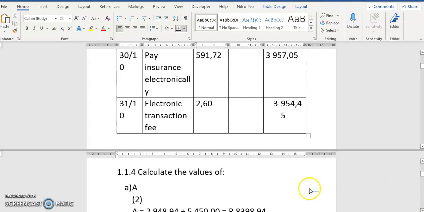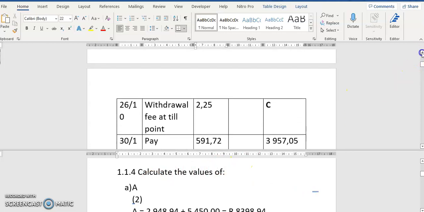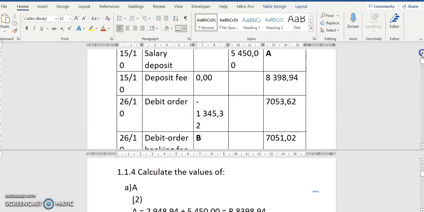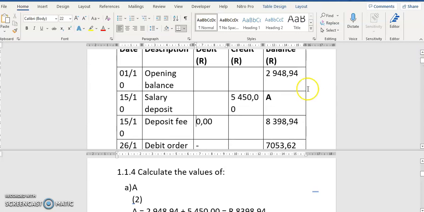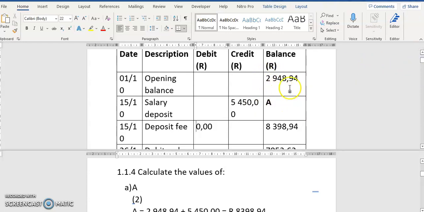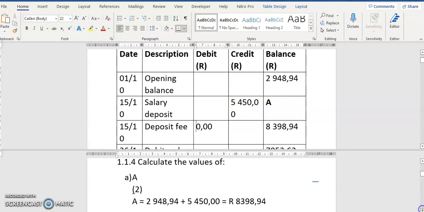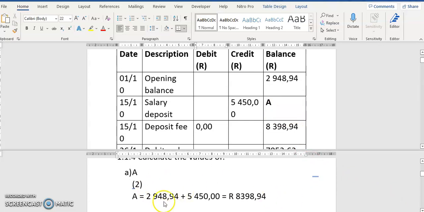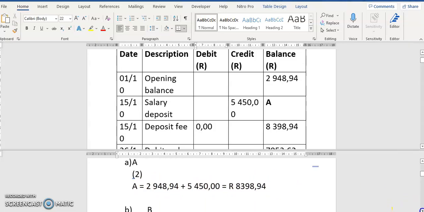Then the next question, calculate the value of A. How do you calculate the value of A? A is this plus this, because credits you add. So whatever you have in the balance plus the credits gives you the value of A.